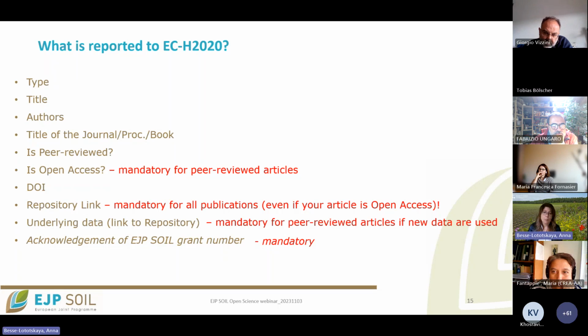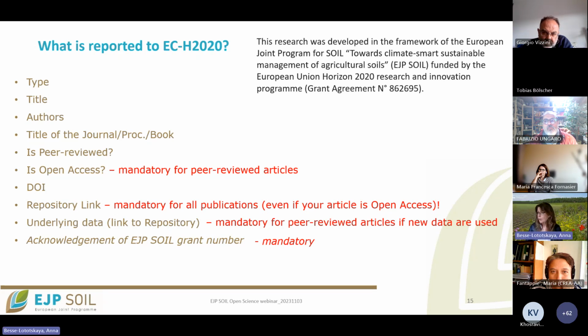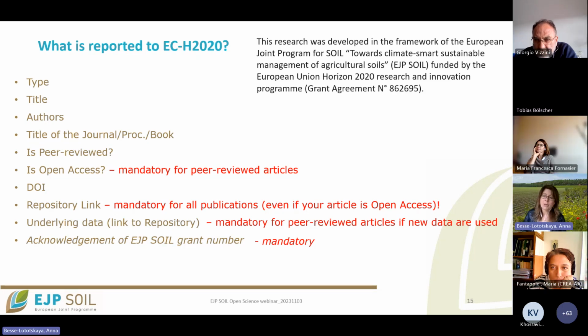And possibly, if you're working in a project, also add the co-fund of your project, so your national funder. Oh yeah, this is the example of the text that you can use: the grant number, the title of EJP soil, and mentioning that it is funded by Horizon 2020.